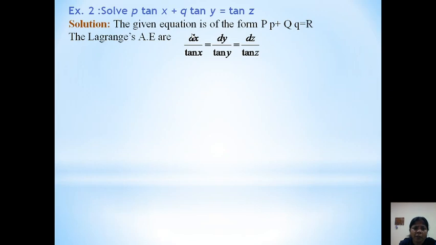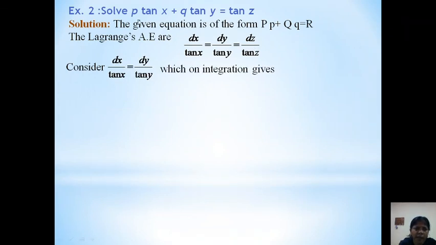Now again, check the possibility of considering the pair. I can consider the first and second pair because it is completely involving x and y. I can consider second, third as it involves y and z completely, and I have the possibility of considering third also, that is first and third pair, because this involves completely x and z. So let us start with considering first two fractions.